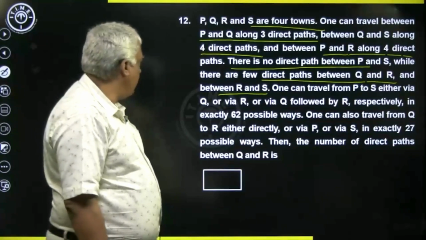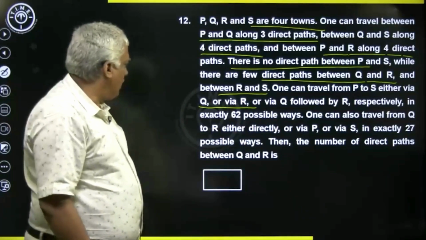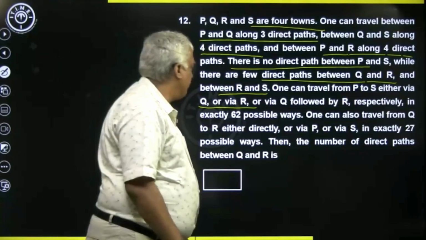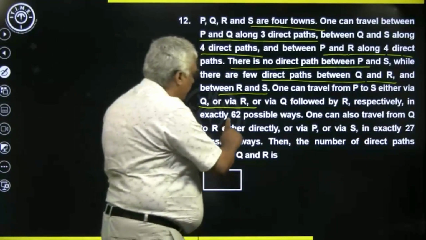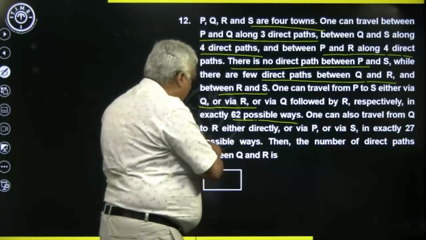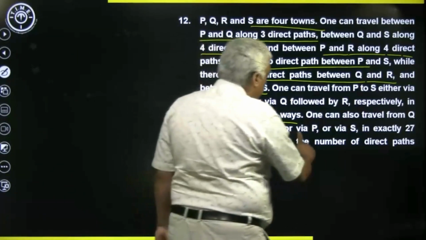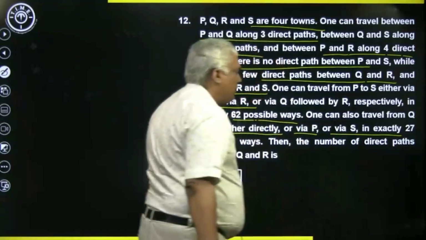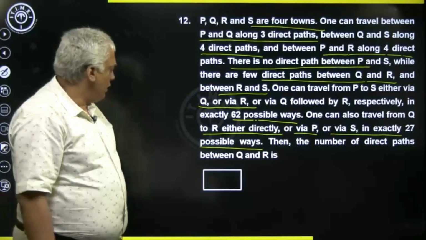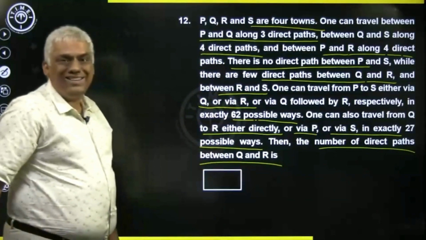One can travel from P to S either via Q or via R or via Q followed by R respectively in exactly 62 possible ways. One can also travel from Q to R either directly or via P or via S in exactly 27 possible ways. Then the number of direct paths between Q and R is?